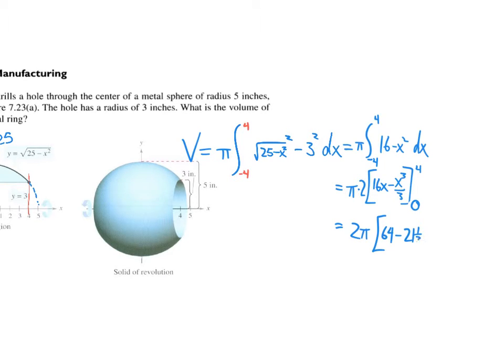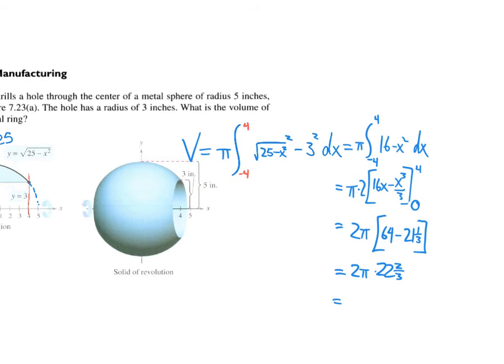How do you know it's an even function? Because it's symmetrical across the y-axis. If I plug in a negative x, it doesn't change anything. So you're bringing in a negative 4 and a 4, and you see that they have the same result. If you bring in a negative 4, you get a 3. If you bring in a 4, you also get a 3. That's why. Alright, so 2 pi times 22 2/3.